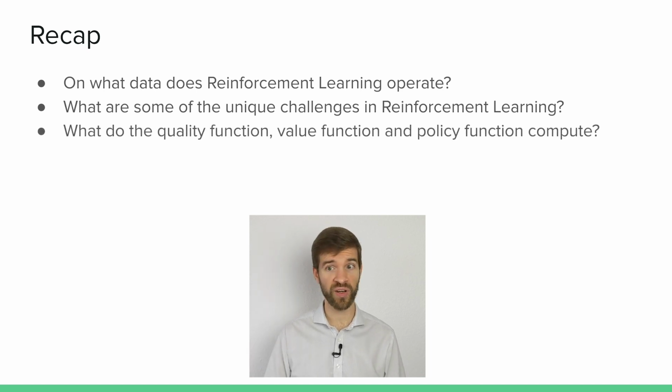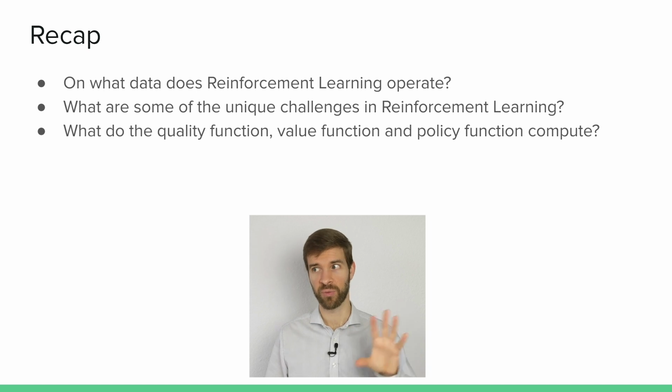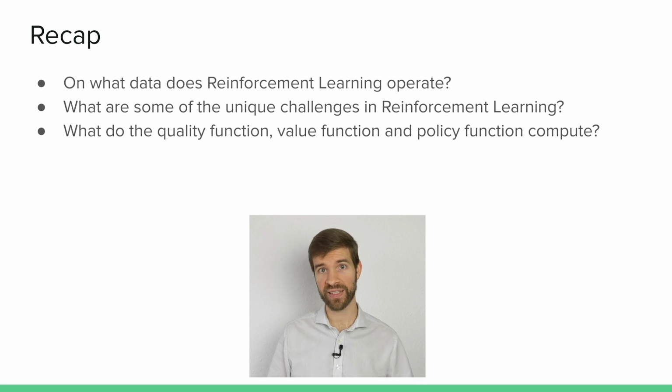What do the quality function, value function, and policy function compute? The quality function says, well, it's the expected total reward when we're in state S and we take an action A. So how good is that action A gonna be in my current state S into the future? That's the quality function. The value function says, if I am in state S, whatever that may be, how good is that state in general without referring to a specific action.